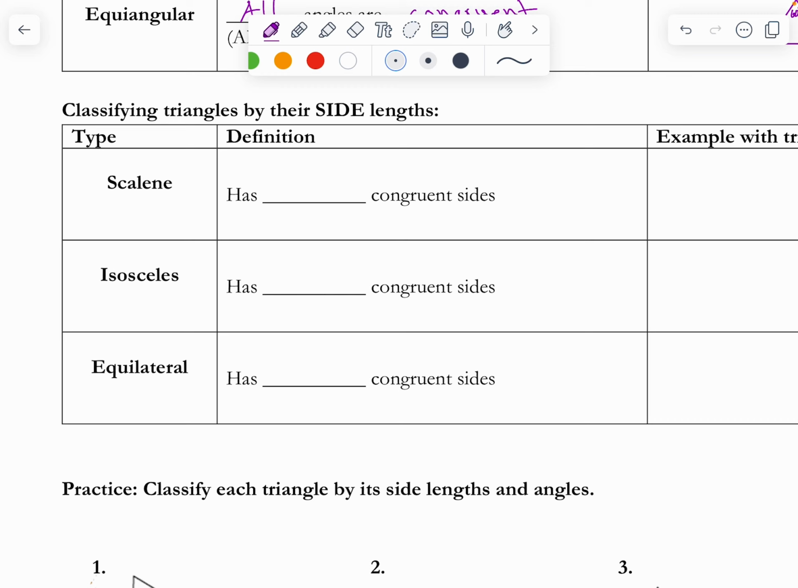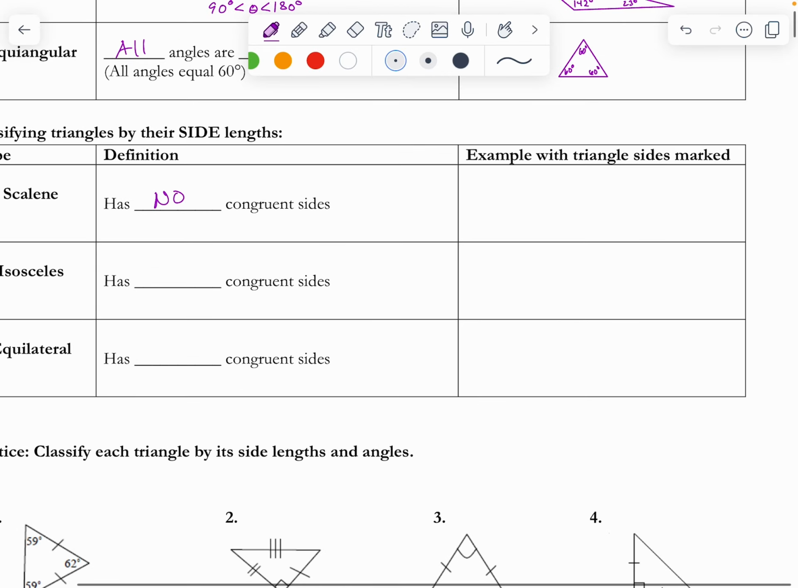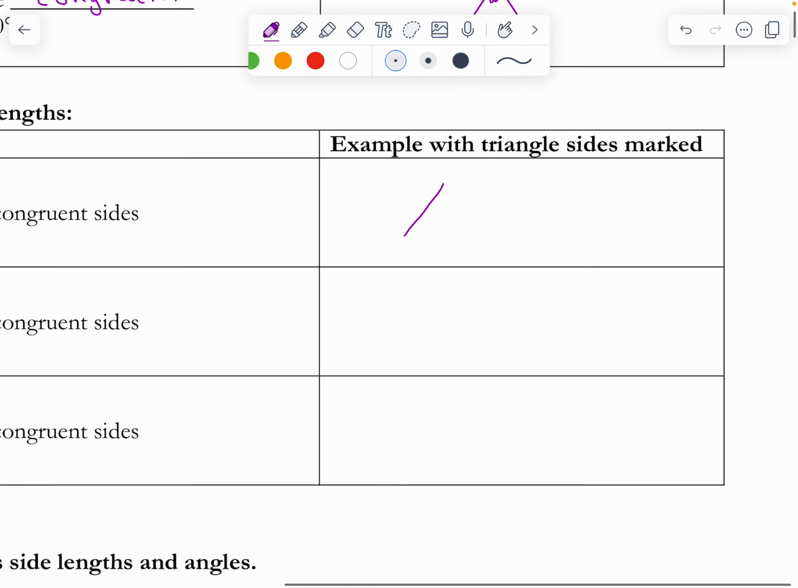Now we're going to go ahead and classify triangles by their side length. So scalene means that they have no congruent sides. No congruent sides. So we just have a triangle. Doesn't really matter what it looks like as long as it's a triangle. There we go. None of them are the same. Then this is a scalene triangle. No congruent sides. All different.